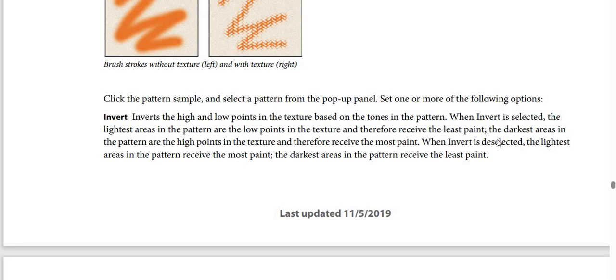Invert means it inverts the high and low points in the texture based on the tones in the pattern. When invert is selected, the lightest areas in the pattern are the low points in the texture and therefore receive the least paint, and the darkest areas in the pattern are the high points in the texture and therefore receive the most paint. When invert is deselected, the lightest areas in the pattern receive the most paint, and the darkest areas receive the least paint.